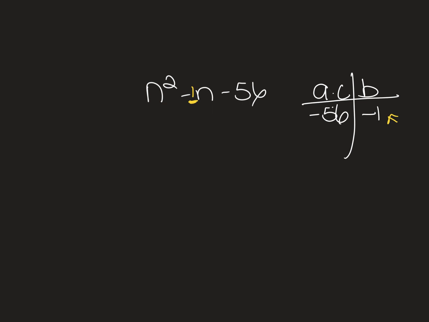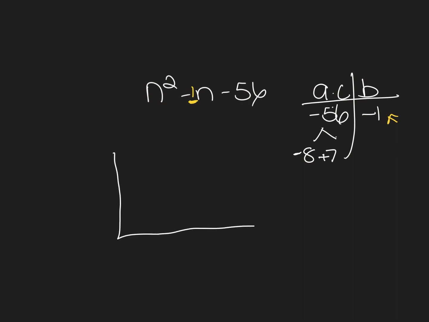Okay, looking at my factors of negative 56, I should have my 8 and my 7. My 8 is going to be negative, my 7 positive, because if I multiply those together, negative 8 times 7, I have a negative 56. But if I add them together, negative 8 plus 7, it gives me a negative 1.